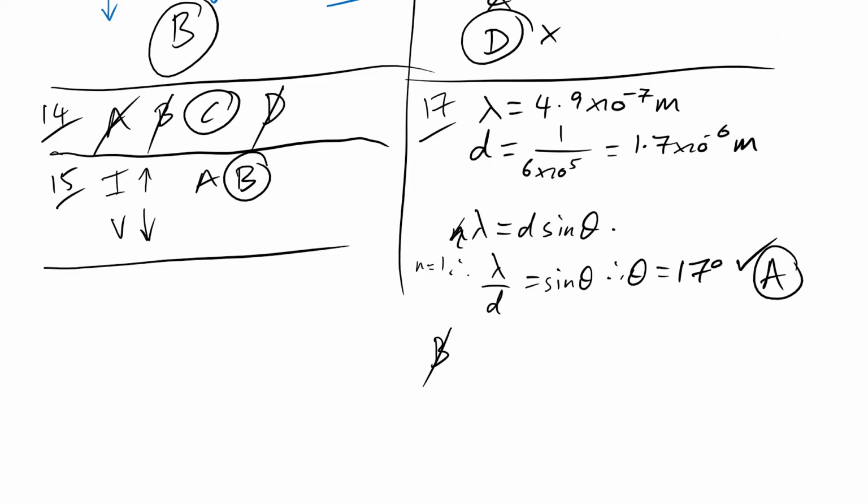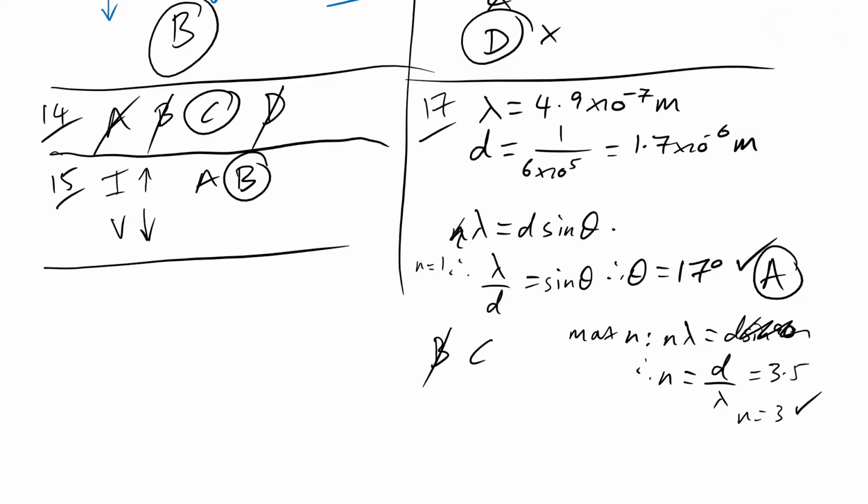If our answer just now came out at anything other than 17 degrees, then B could be correct. But let's just check C as well. Third and higher orders, are they produced? Well, let's have a look. If we're looking for the max order, we're looking for N, aren't we? N lambda equals d sine 90. We go for 90 degrees. Sine 90 is 1. Therefore, N is going to be equal to d divided by lambda. And that gives us 3.5. So actually, third order is going to be made.